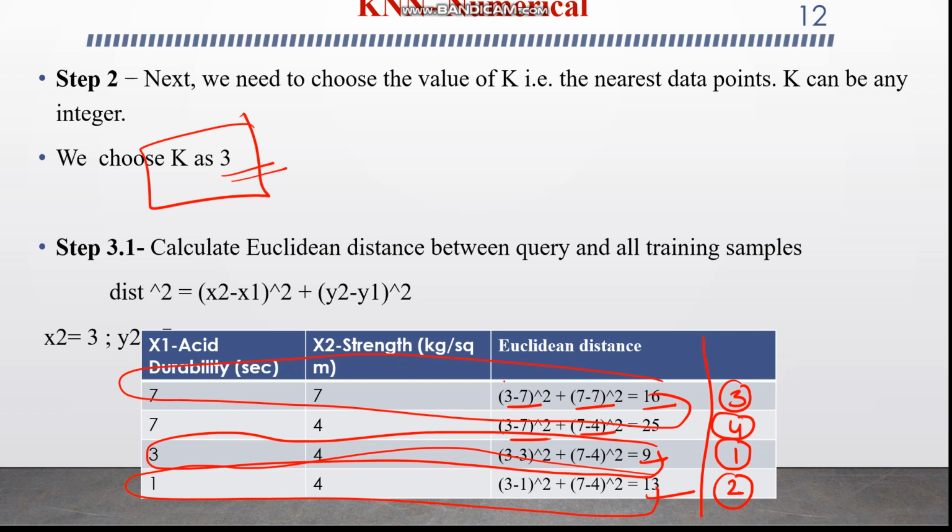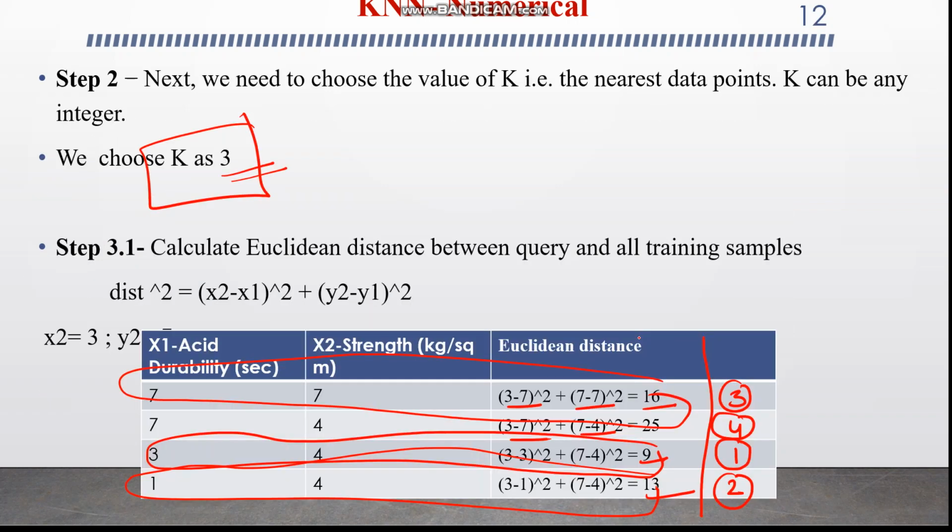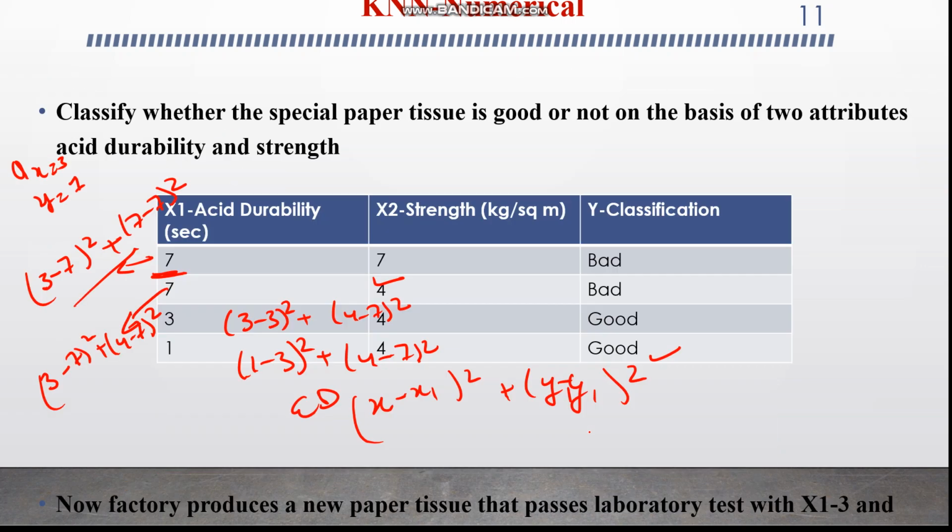Now from these three we will pick the classes. That was it. So it was good, we have picked the last two and the first one. So we have picked good, good and bad. This is discarded because it had the highest Euclidean distance and we have to pick only three rows.